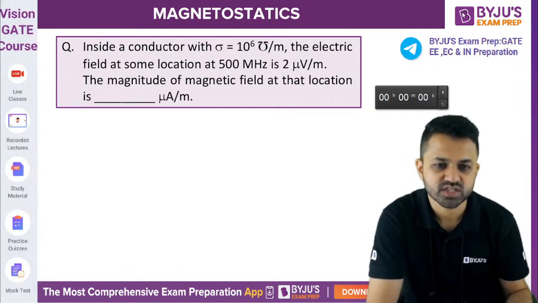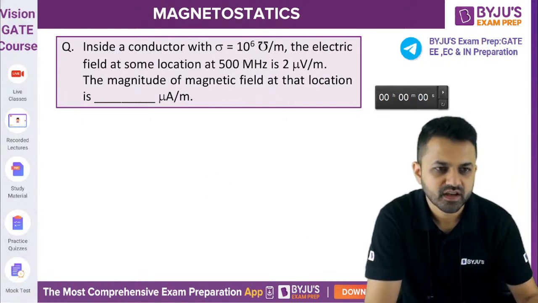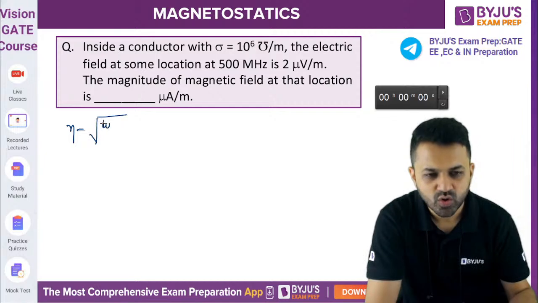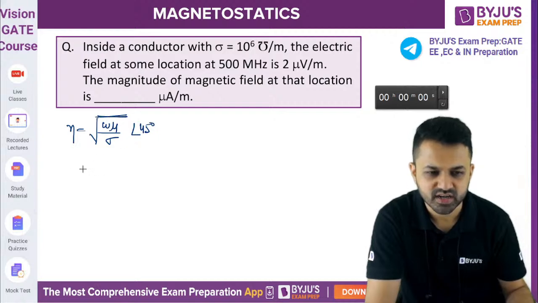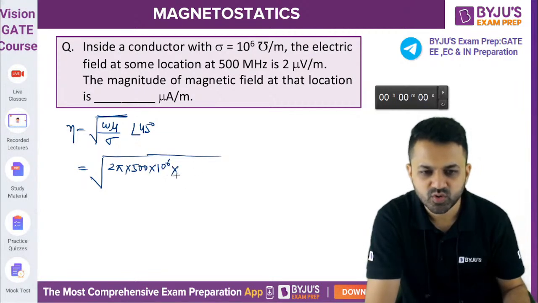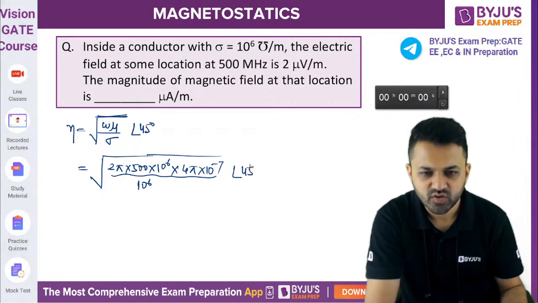So what is the answer for this question? Magnitude of magnetic field at that location. First of all, because it is a conductor, calculate the value of eta. Eta is equal to root over omega mu upon sigma at an angle of 45 degree, because it is a conductor. Omega is 2 pi into 500 into 10 to the power 6, into mu, where mu is 4 pi into 10 to the power minus 7, divided by sigma, which is 10 to the power 6, at an angle of 45 degree.